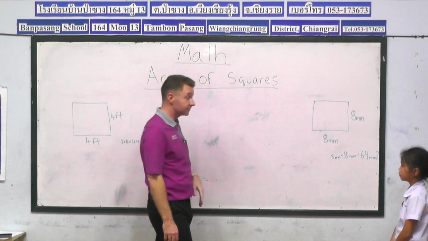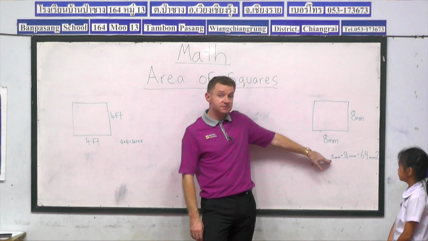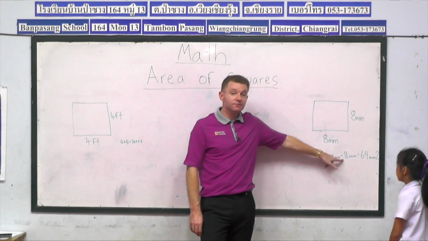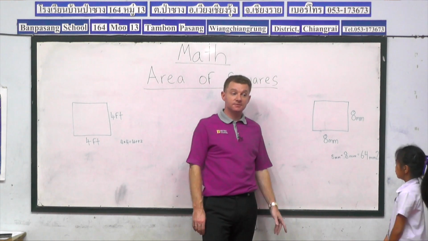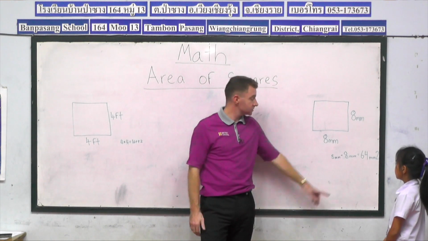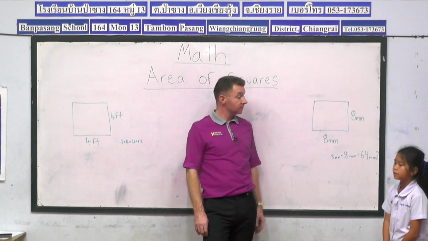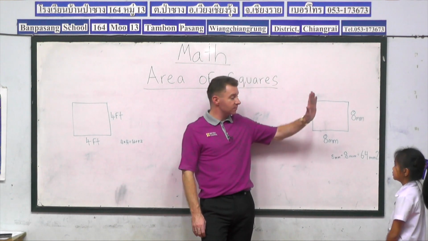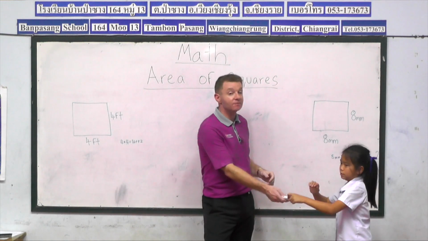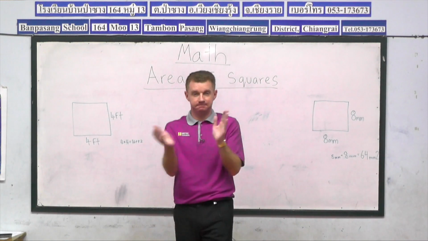Prel, that was brilliant. 8 millimeters times 8 millimeters equals 64 millimeters squared. Brilliant, Prel. High five and a big round of applause for Prel, please, guys.